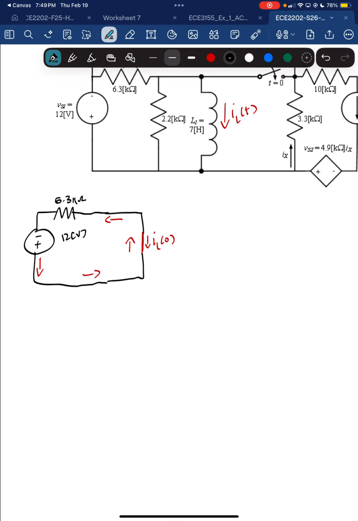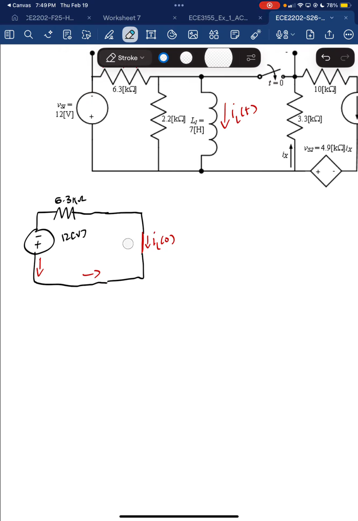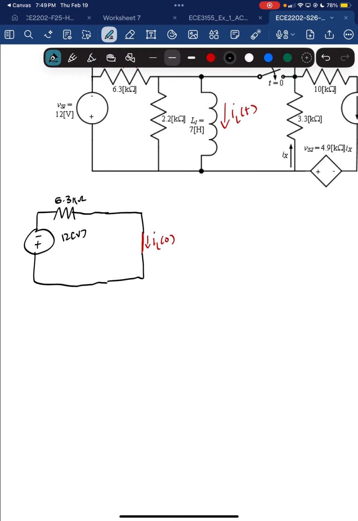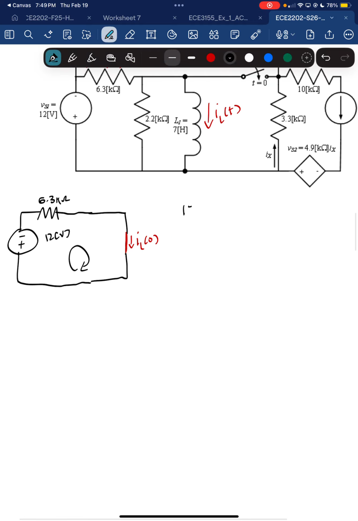And so let's try to look at that using KVL, right? This is obviously a very simple KVL. If we were to do a KVL here, it would be 12 volts. And remember, IL is going through this resistor like that. So we have plus, minus. And so it's going to be plus IL of 0 times 6.3 kiloohms equals 0. So if we were to solve for IL here, we would get negative 12 volts over 6.3 kiloohms.